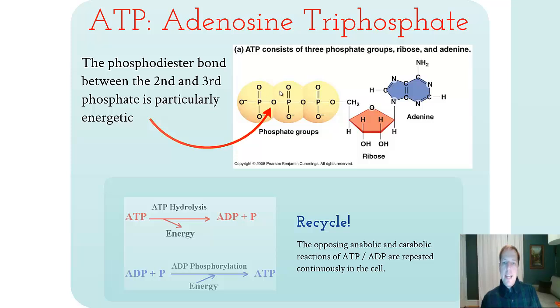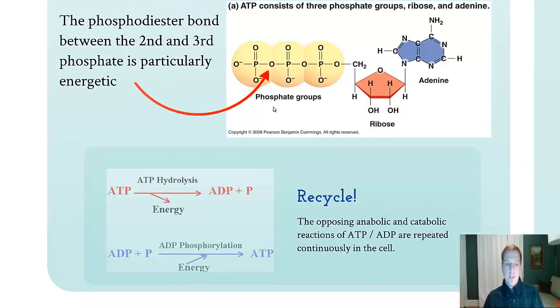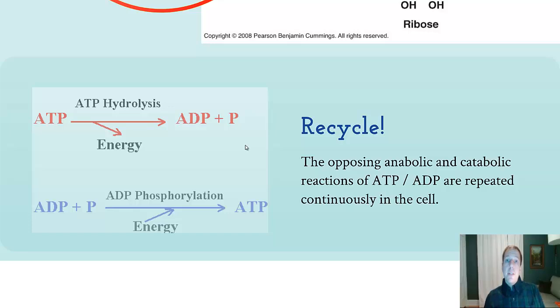Now, that phosphodiester bond, which connects the second phosphate and the third phosphate, is particularly energetic, meaning that when this bond is broken, a lot of energy is going to be released. Now, when that bond is broken in a chemical reaction called hydrolysis, energy will be released, but that ATP, once it's lost that third phosphate, will now become adenosine diphosphate, or ADP.